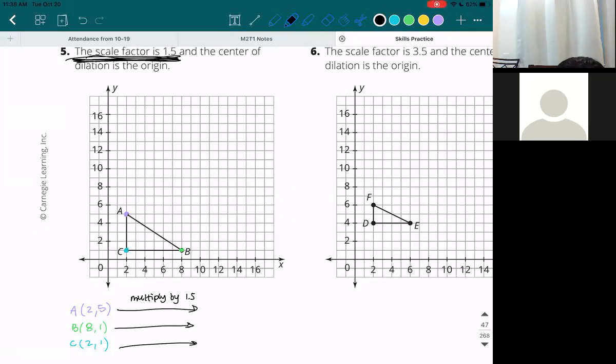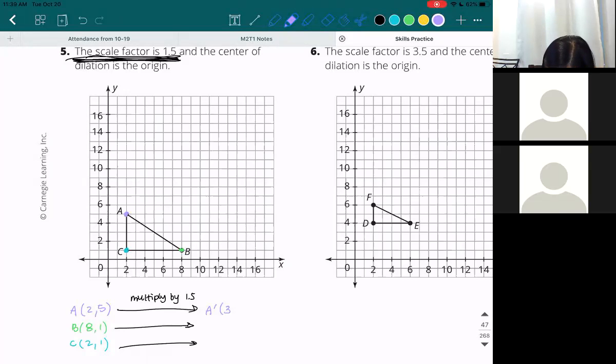So the new A is called A prime. And you write it like that with a little mark on there. And so you can use a calculator. What's 2 times 1.5? 3, yes. And then what's 5 times 1.5? 7.5. Good, 7.5. And then let's plot this. So 3, 7.5. So this is A prime. Okay. So there it is.